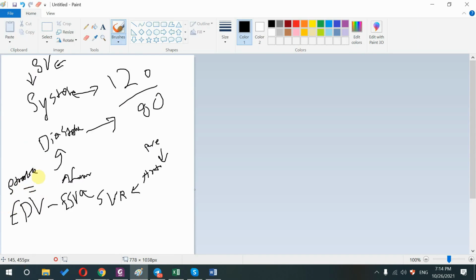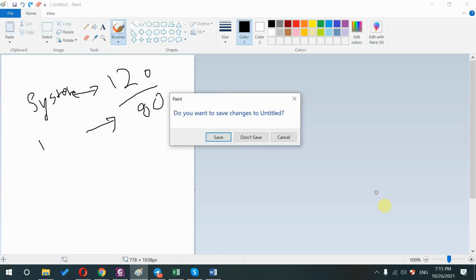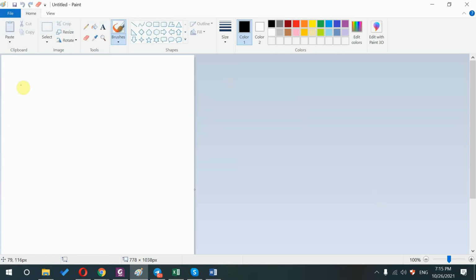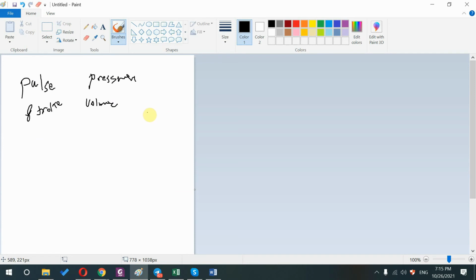Because over the years, with each person I teach, there is always the same exact problem with the students who want to understand two concepts. The first concept is pulse pressure, and the second concept is stroke volume. They are totally different. Everything about them is different except the formula. The formula looks kind of similar, and that's why students confuse them.